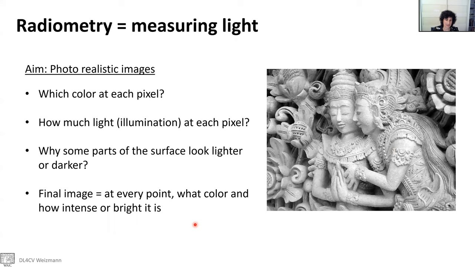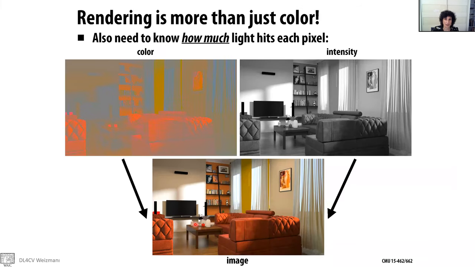The final image is such that at every point, each pixel, I would like to know what color it is and how intense or bright the color is. So rendering is more than just what color. We need to know how much light hits each pixel. This is color, this is intensity, and the combination of them gives us a photorealistic image, like what you see. Here it's lighter, here it's darker, okay? So we are going to describe all these issues.